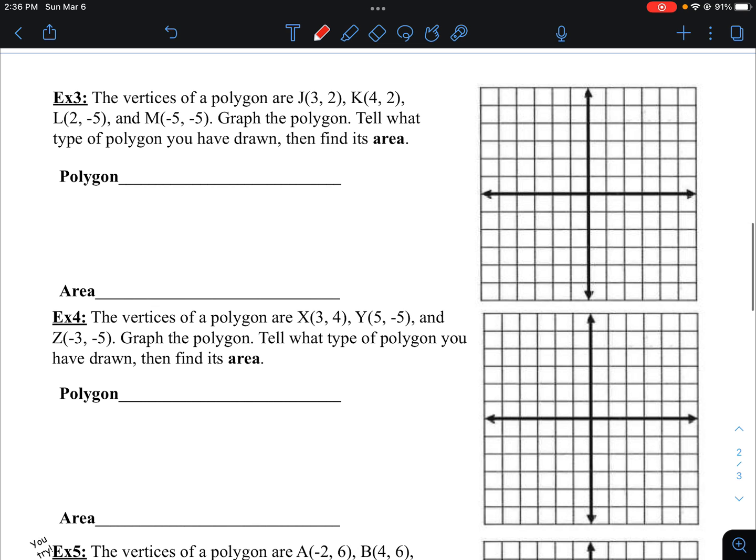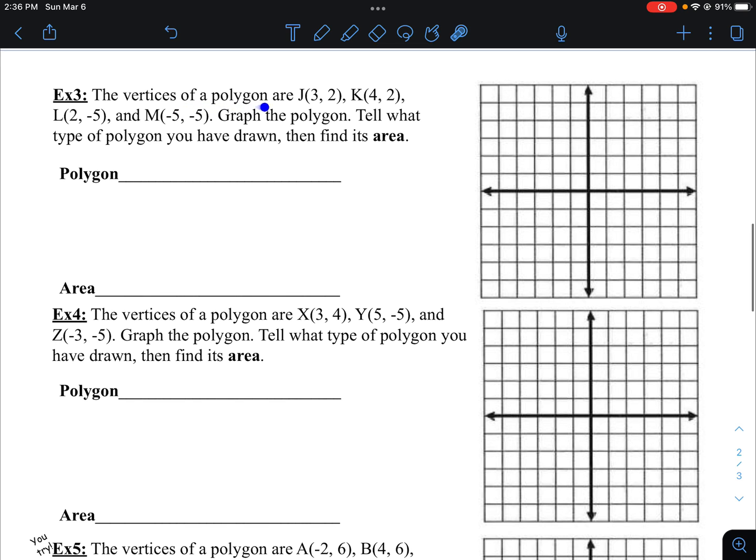Let's go down to example 3. The vertices of a polygon are J (3, 2), and then 4, 2, 2, -5, and -5, -5. Let's try this one. 3 and 2. 1, 2, 3, up 2.